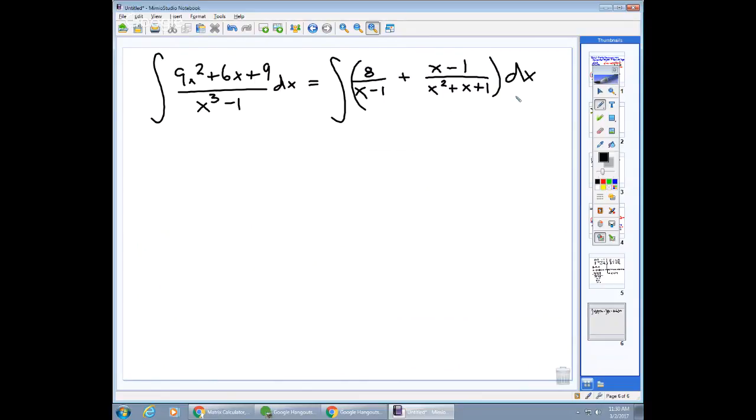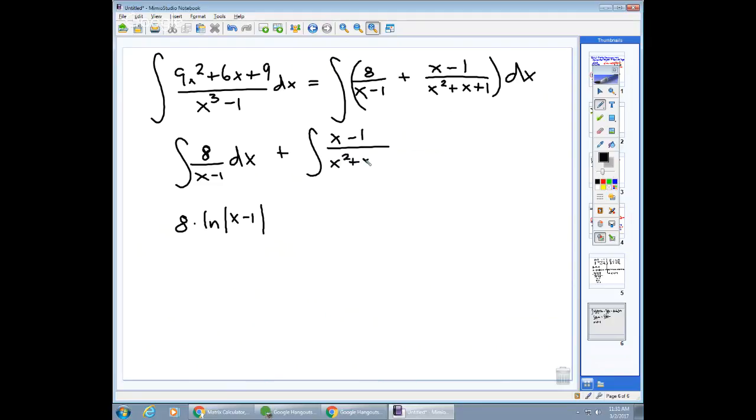And now we need to find an antiderivative, so let's do that in parts. Antiderivative for 8 over x minus 1 is 8 times the natural log of the absolute value of x minus 1. And then we have to deal with the integral of x minus 1 over x squared plus x plus 1. What can we do there, do you think?